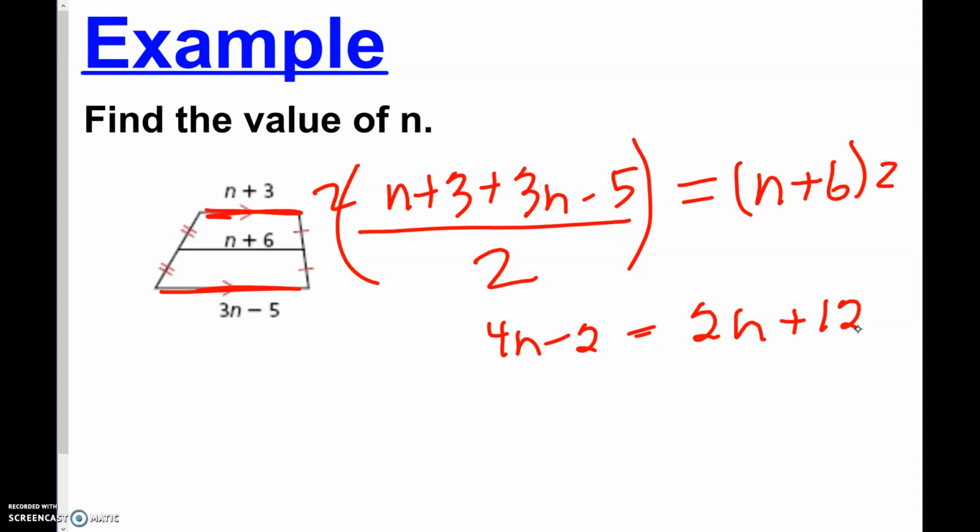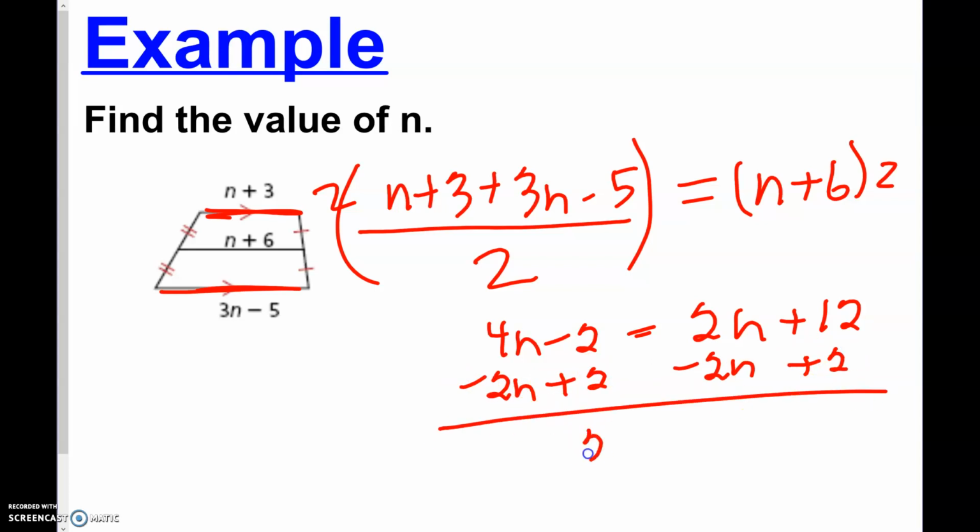So now, let's see, I like to move my smaller variable first. So I'm going to subtract 2n. Then I'm going to add 2. So it looks like I get 2n equals 14. Divide both sides by 2. And it looks like n must be 7 in order for this to work. And we know this is the mid-segment because you look here and we've got double marks, so that's the midpoint. We know that's the midpoint. That makes this the mid-segment, and that's why we can set up our first equation.